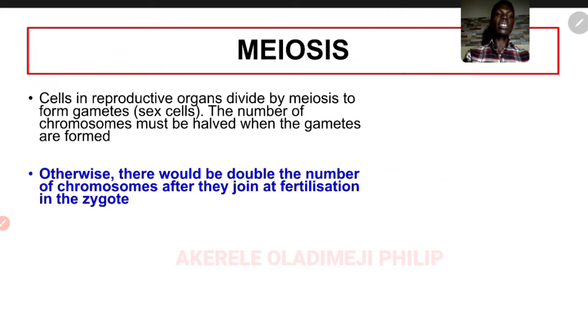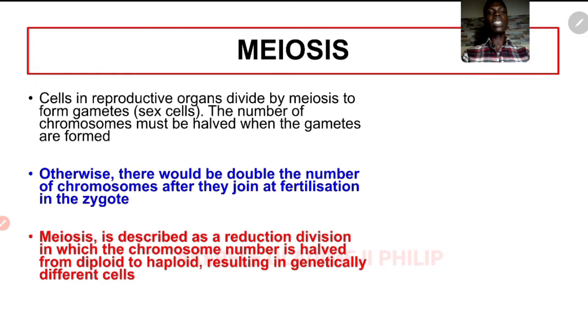It makes it easier. Now meiosis is described as a reduction division in which the chromosome number is halved from diploid to haploid, resulting in genetically different cells. This is one thing I want you to remember. One of the reasons why we say that sexual reproduction leads to genetic variation is that the cells that will unite during sexual reproduction are formed by meiosis. Now during that process, something happens. Let me get something clear to you, please, quickly. I want you to follow me.